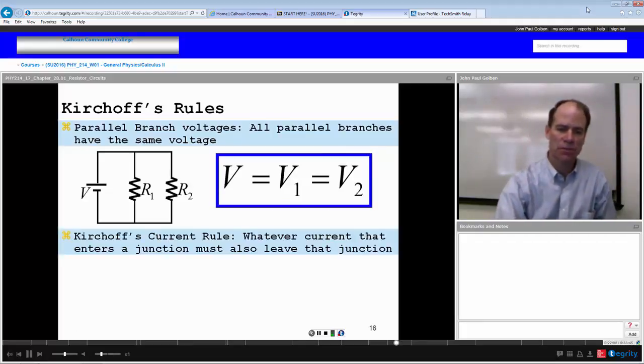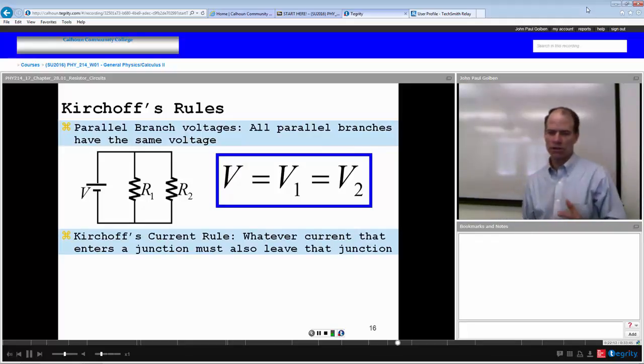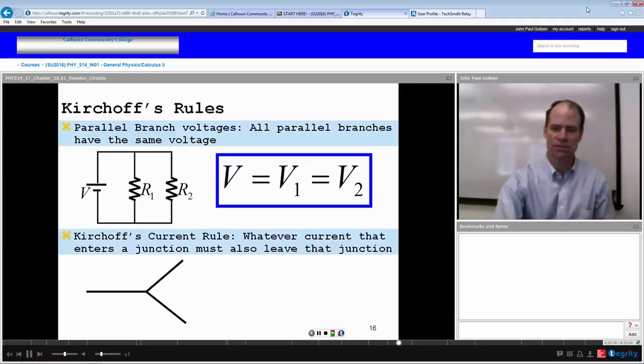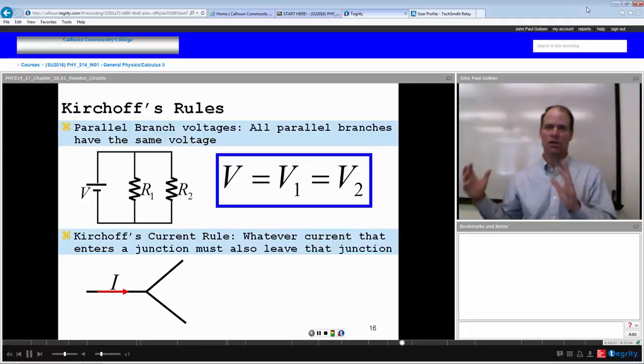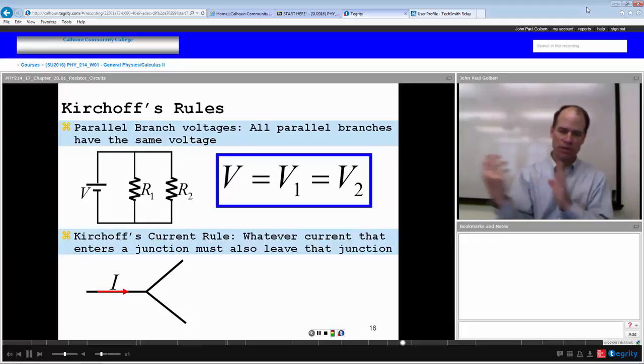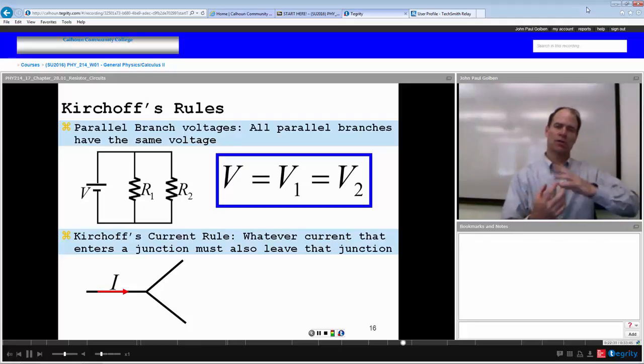We've also been using, in a sense, Kirchhoff's current rule. Whatever current flows into a junction must equal the current flowing out of that junction. So if I had a current flowing into this point right here, the current must be conserved. In other words, whatever charge per time I have moving into that point must equal the total charge per time that's moving out of that point.